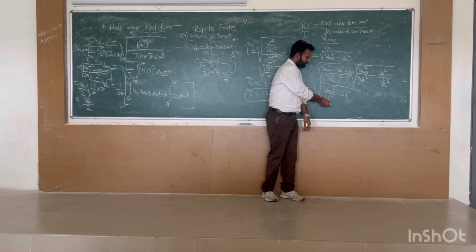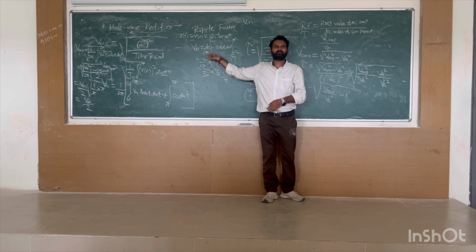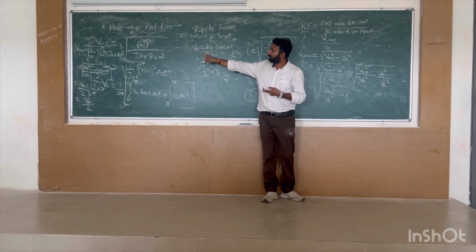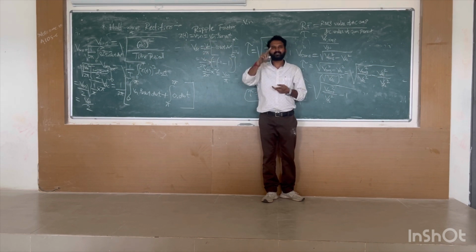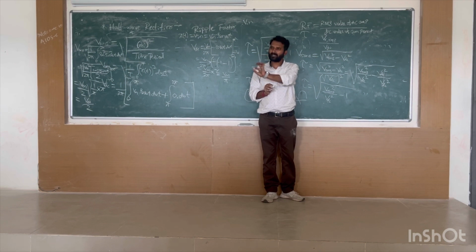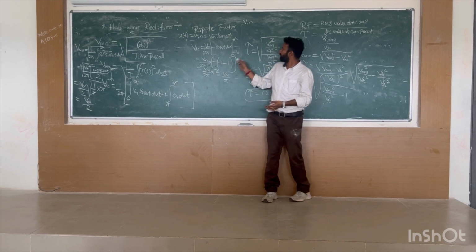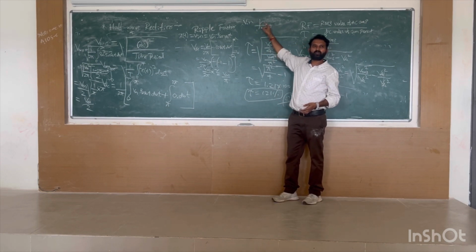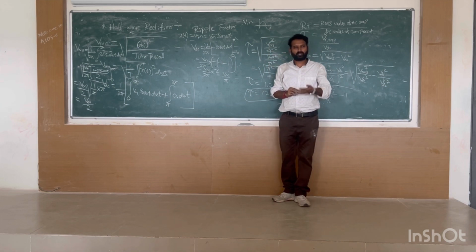But we don't know VRMS and VDC. We need to calculate that. VDC is your average voltage. VRMS is nothing but the RMS value, which is the square root of the ratio of the integral of the square of the function to the time period. Technically I will tell you. What is your function? x of t is equal to Vm sin omega t. That is your input, a sinusoidal wave.